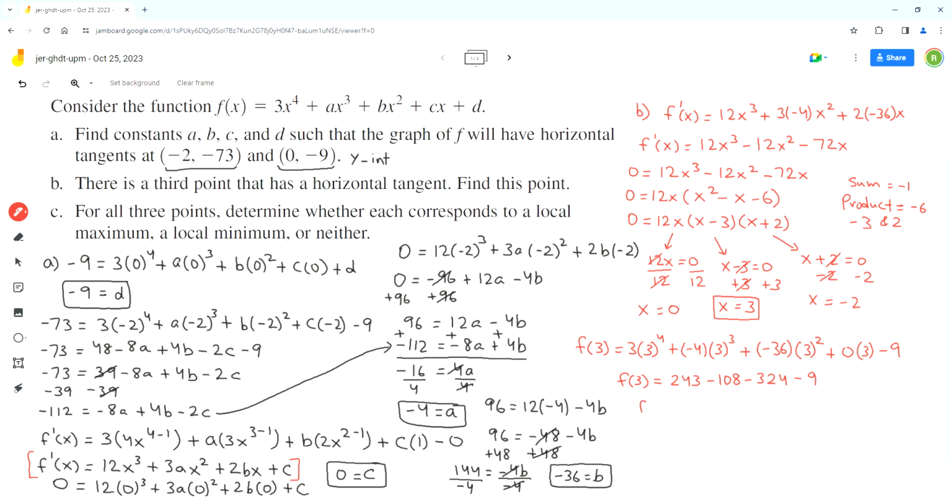Now we can combine all of these numbers. So 243 minus 108 minus 324 minus 9 is equal to negative 198. So that means the third point is 3 comma negative 198. So this should be the final answer for part B. Now we can analyze part C. So we can move on to the next page.